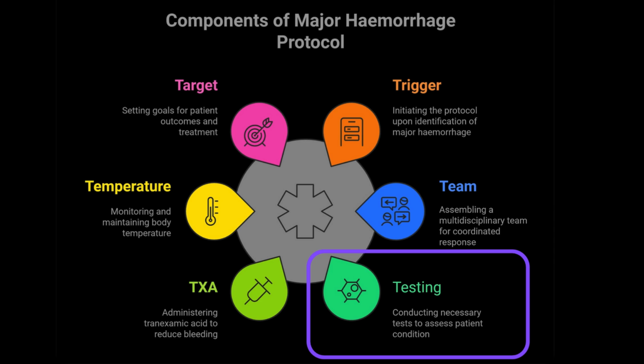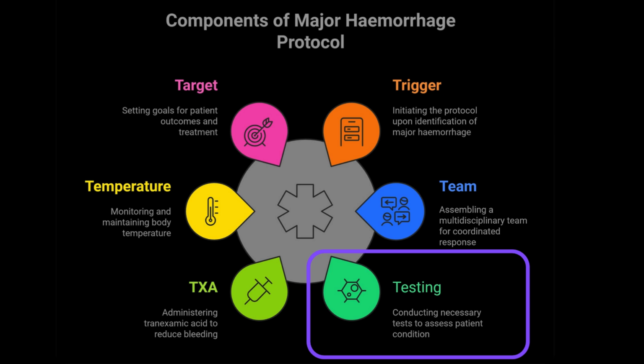Once the team is activated and on the move, the next crucial step involves rapid testing to assess the patient's condition and guide treatment. Let's break down the key tests that are typically conducted. Full blood count gives information about hemoglobin and platelets. Coagulation profile, very relevant especially in patients with bleeding disorders or on anticoagulants. It also gives fibrinogen levels. Venous blood gas gives a lot of information including lactate levels, ionized calcium and acid-base abnormalities like acidosis, etc.